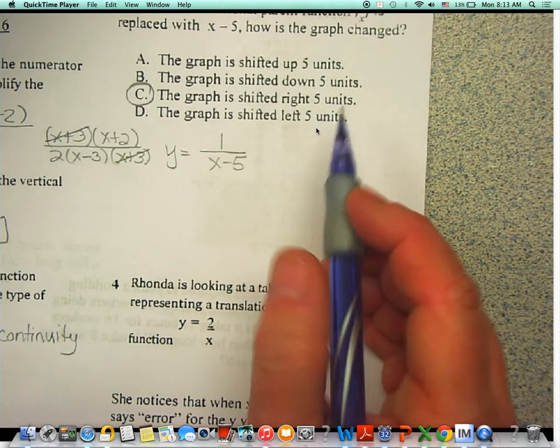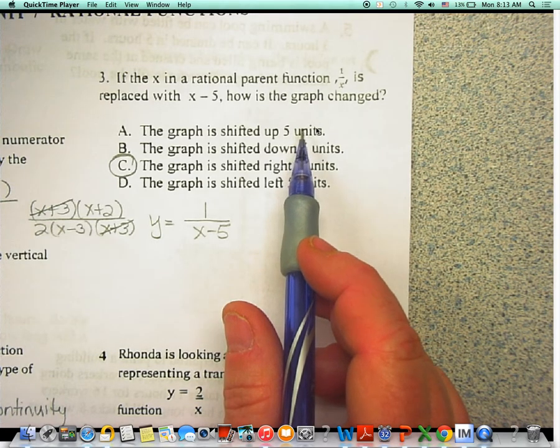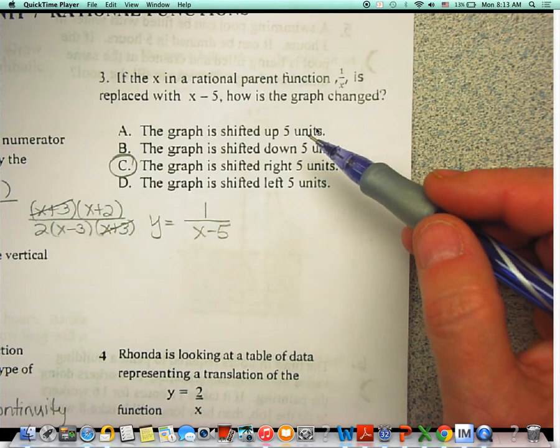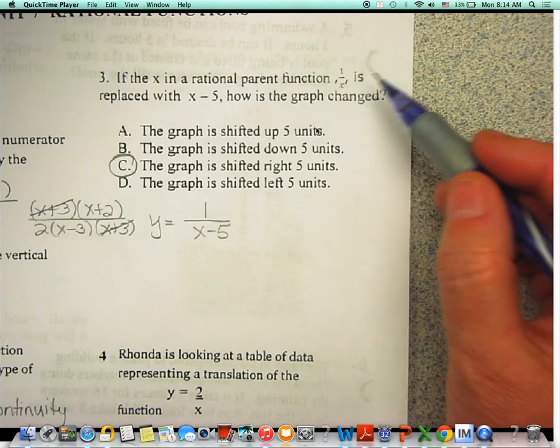Okay, what would make it go up 5? X plus parentheses. Okay, and then plus 5 outside of that, right, it wouldn't be down there in the bottom with the x. It would be out to the side, plus 5.